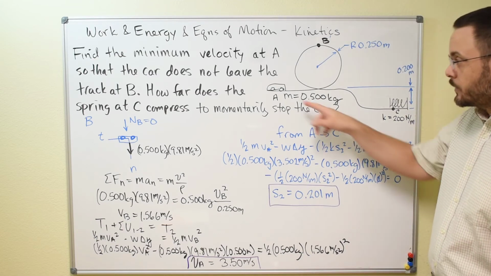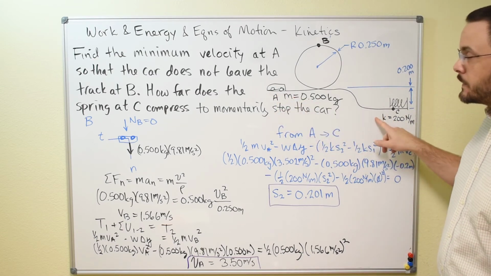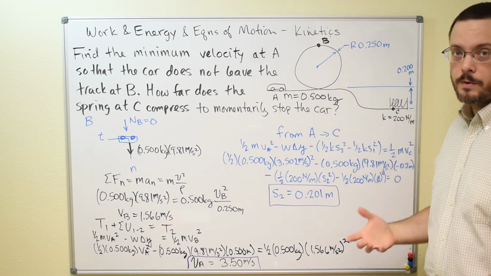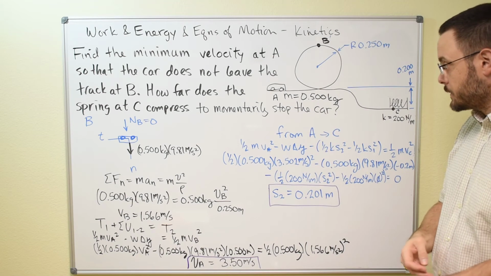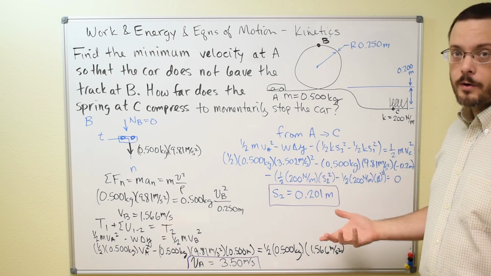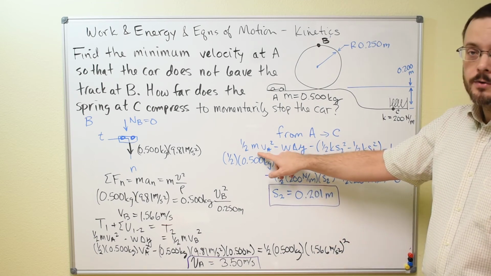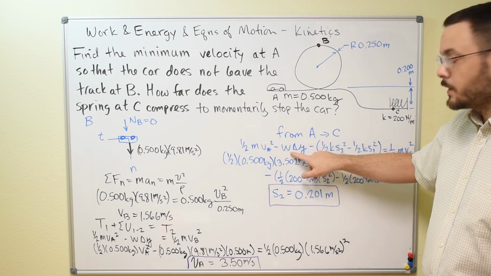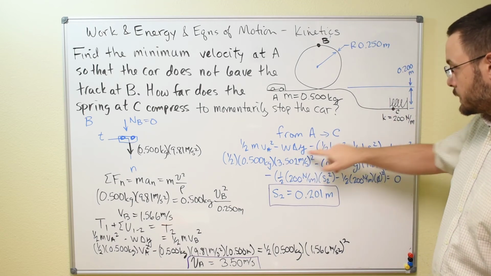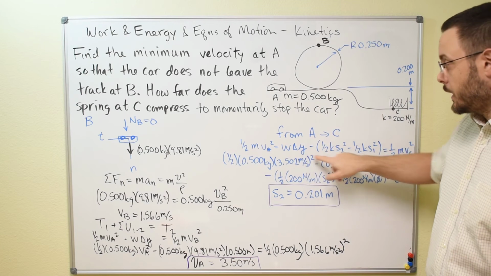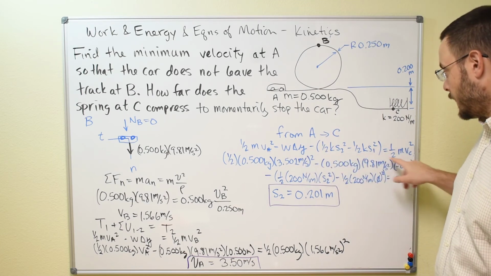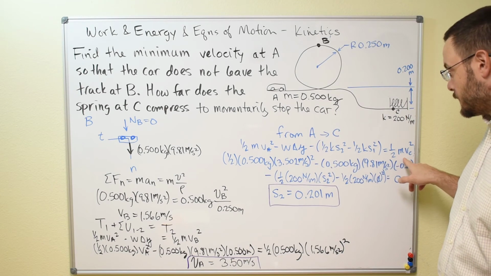Then we'll look at it going from A to C. It doesn't really matter what happened in between those because we're assuming that there's no frictional losses. And so we can set up another work and energy equation. So we have its initial kinetic energy, and then we have the drop of 0.2 meters doing work on the car, and then we have the spring being compressed taking work out of the system, and then that leaves us with our final velocity.